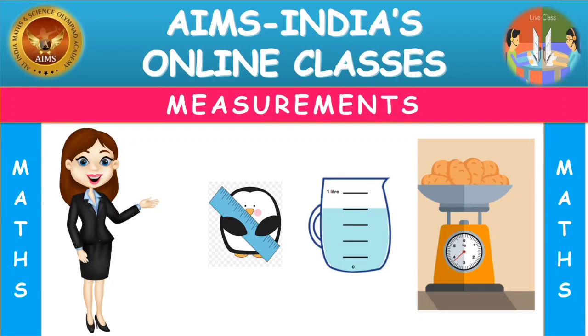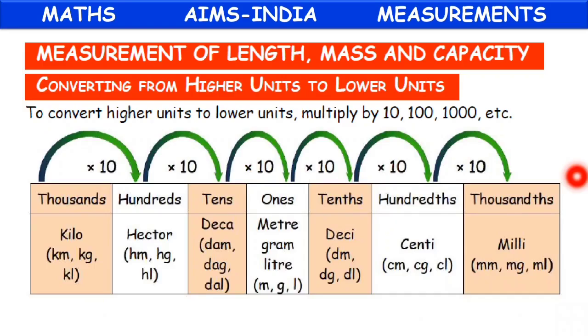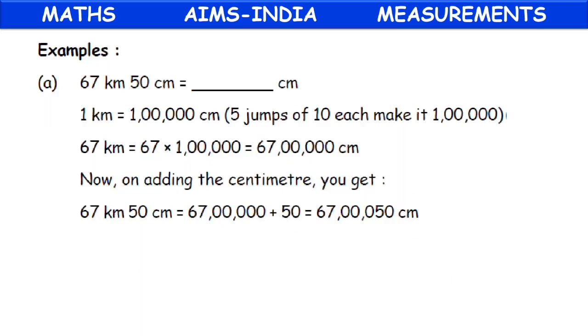Yes, from the chapter measurements, in the previous class we have just learned that when we have to convert a higher unit of measurement into a lower unit of measurement, we multiply it by 10, 100, 1,000, 10,000, etc., depending on the number of jumps. Yes, so let us start or let us practice some example problems on the concept.